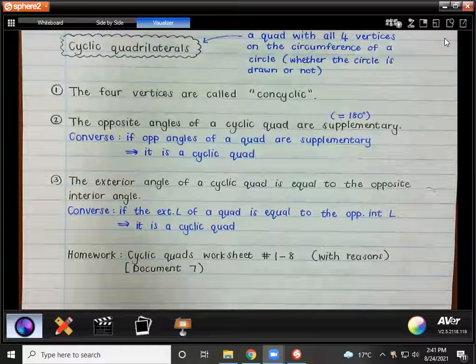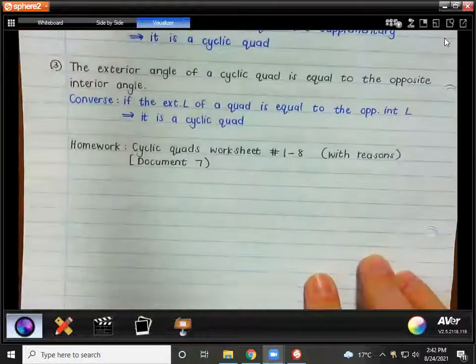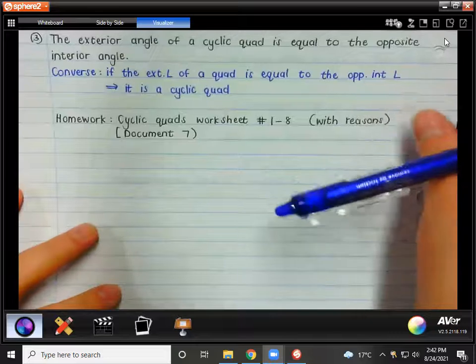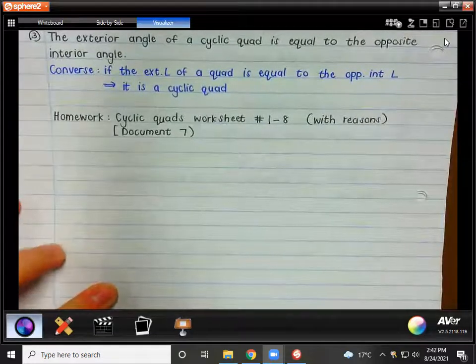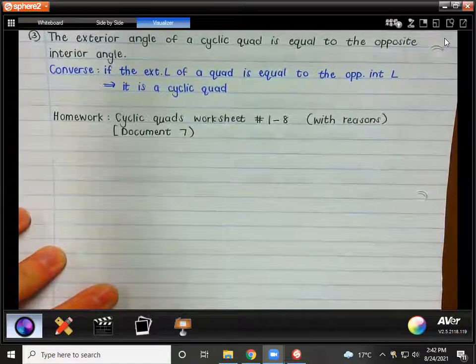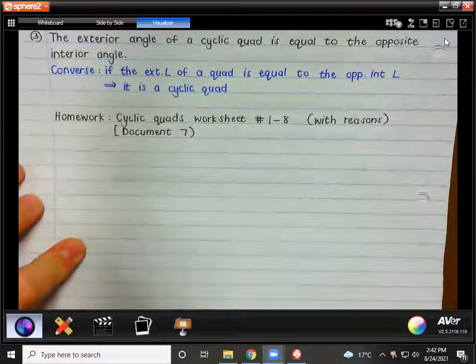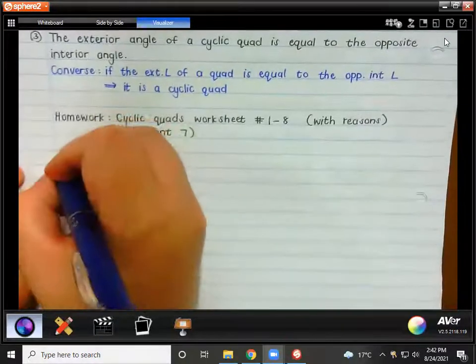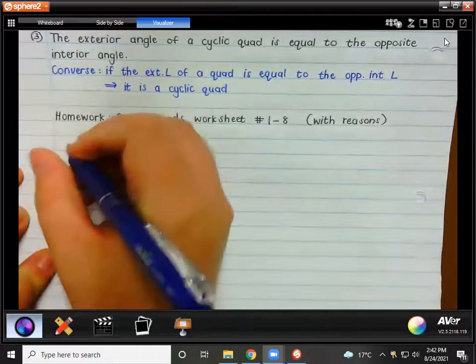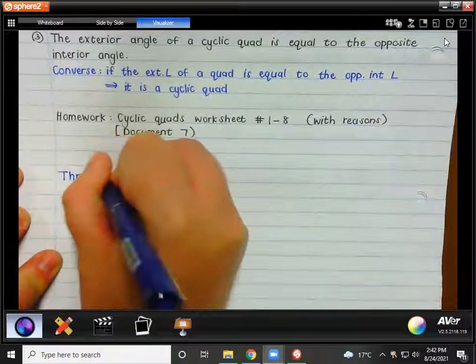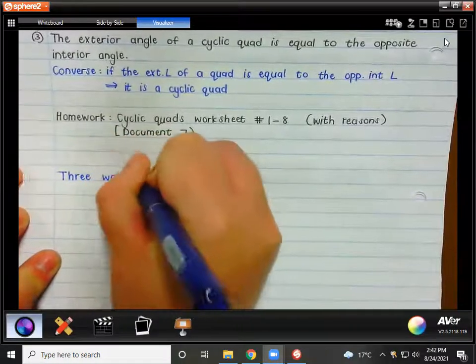There is actually a third way of proving that a quad is cyclic. I don't know if you guys have space underneath, or maybe you just need to write it on a new page. I'm just going to write it underneath here so that it's all in the same spot, but it's fine if you write it in a different spot. I actually think we should just write all 3 ways down. So, 3 ways to prove that a quad is cyclic. You can do this as a new note, guys. That's probably easier.